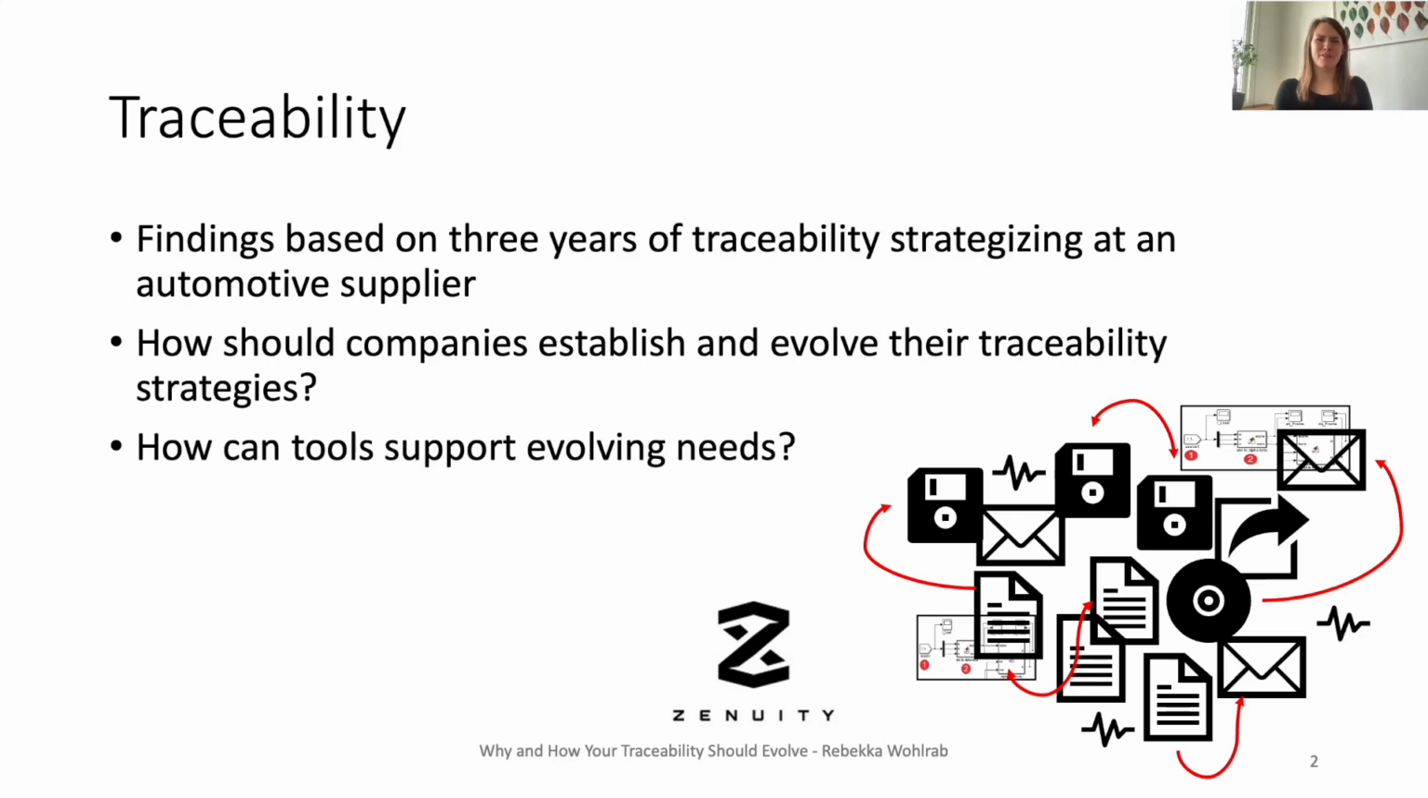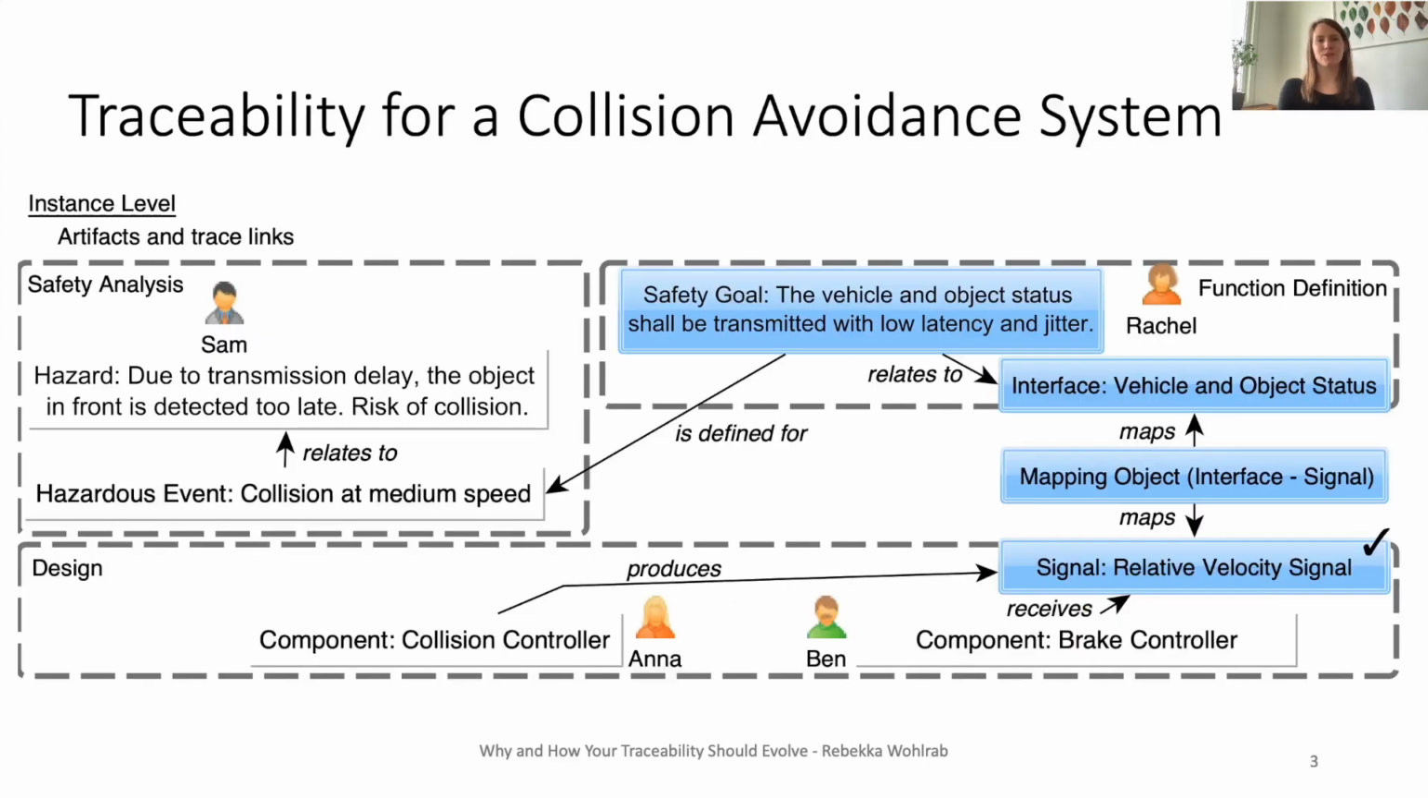In the paper we have a running example that illustrates this topic of traceability, a collision avoidance system with a number of artifacts. For instance, safety artifacts with hazards and hazardous events that are created and traced to each other. We also have an area of function definition with a safety goal that is traced to both the hazardous event and an interface at a functional level.